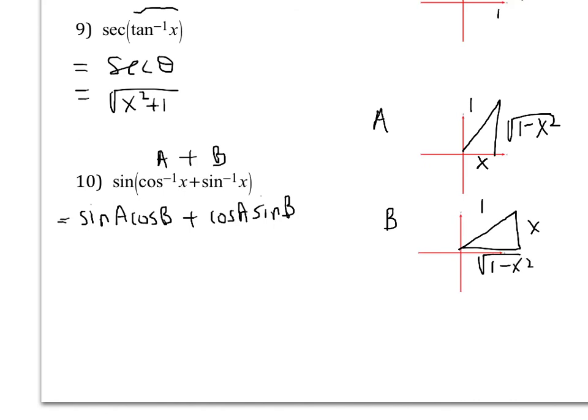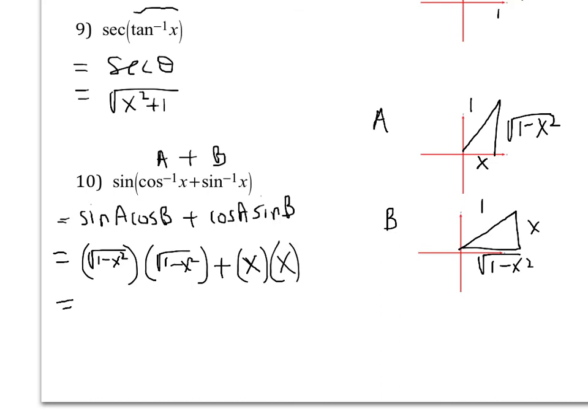So let's just plug it in. It's equal to the sine of A, which is the square root of 1 minus x squared, times the cosine of B. Cosine of B would be the square root of 1 minus x squared, plus the cosine of A, which is x, times the sine of B, which is x. So what do we get? Well, this is nice. Look, we get 1 minus x squared, right, plus x squared. Final answer is 1. What a nice answer.